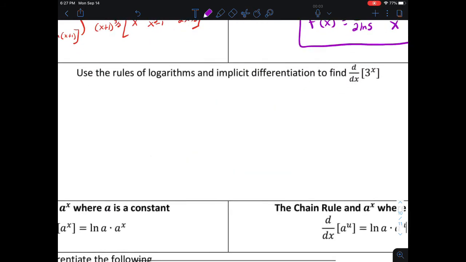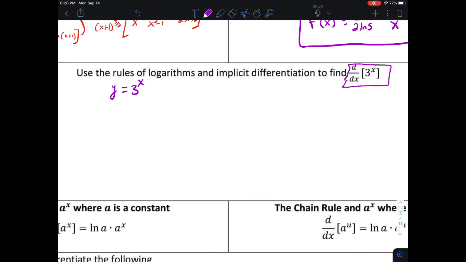Okay, now let's look at the next one. So let's use our rules of logarithms and the implicit differentiation technique to figure out how we would take the derivative of 3 to the x power, because we just have a derivative rule for how to take the derivative of e to the x, and this is 3 to the x power. So what we're going to do is write an equation, y equals 3 to the x.